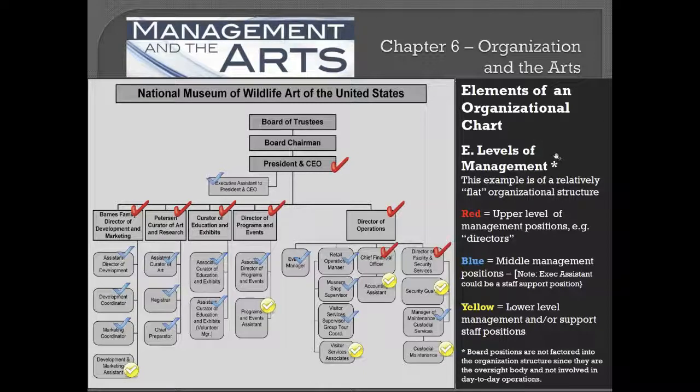Next thing is the levels of management. So red is going to be your upper level management positions, your directors, right? People who are in charge of thinking long term, right? This is a flat organizational structure. Blue is middle management. These are all middle management, right? So executive assistant could be a staff support position or middle management. Lower level management and staff support are right here, down here at the bottom, right? So these are the levels of management on your organizational chart.